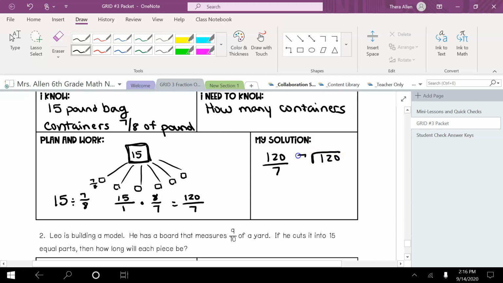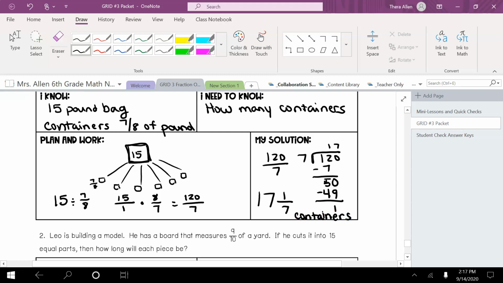120 divided by 7. 7 can go into 12 one time. I subtract, and I'm left with 50. 7 can go into 50 seven times. 49, subtract, I'm left with 1. And I'm not working with decimals, I'm working with fractions, so I can stop right there. My whole number is 17, my numerator is 1, and my denominator is 7. 17 and 1/7 containers is how much it would need.